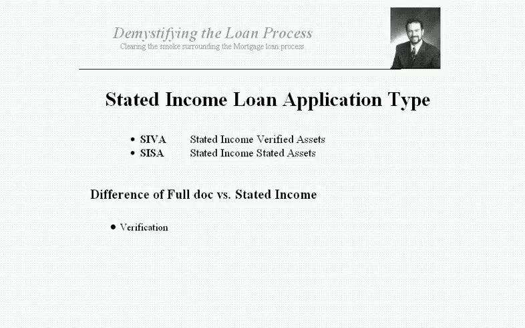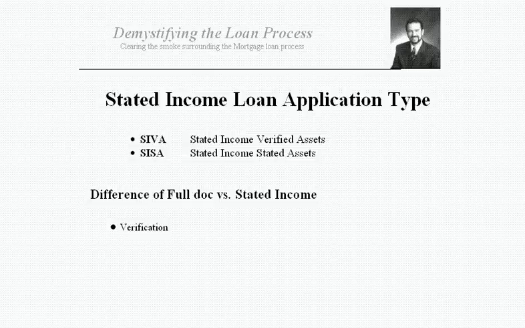Now, the difference between a full doc and a stated income verification of income is simple. The processor or underwriter will call up your work and ask, how long have you worked there and how much do you make, if it's a full doc. If it's a stated income, they will simply ask how long have they worked there, and that's all. They will not ask how much you make, and that's the verification process.